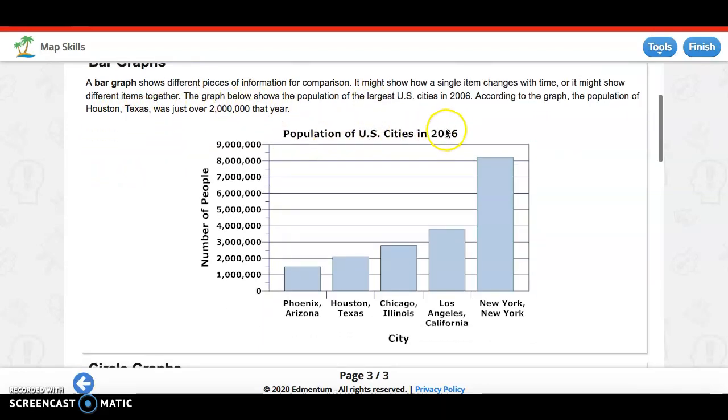So notice here's the title at the top, Population of U.S. Cities in 2006. Here's the number of people living in those cities. Notice it goes up by regular increments along the side here. And then on the bottom, it gives you a list of major cities. So the example they gave us was for Houston, Texas. As you can see, Houston, Texas is listed right here. Let's look at the little bar graph we have going on. That goes to about this line. If we follow that line all the way over, you can see that that line is 2 million. However, this little bar graph goes just above that line. So their estimation that the population of Houston, Texas was just over 2 million that year is pretty accurate.